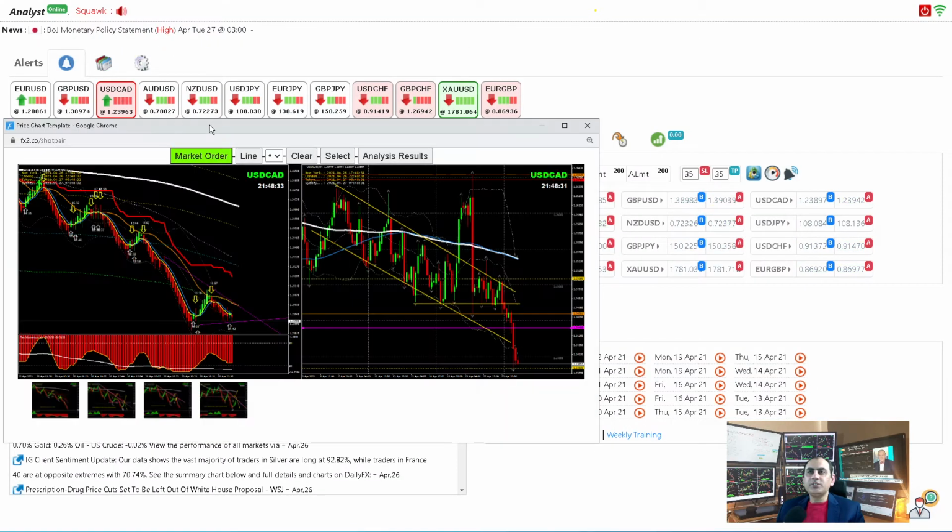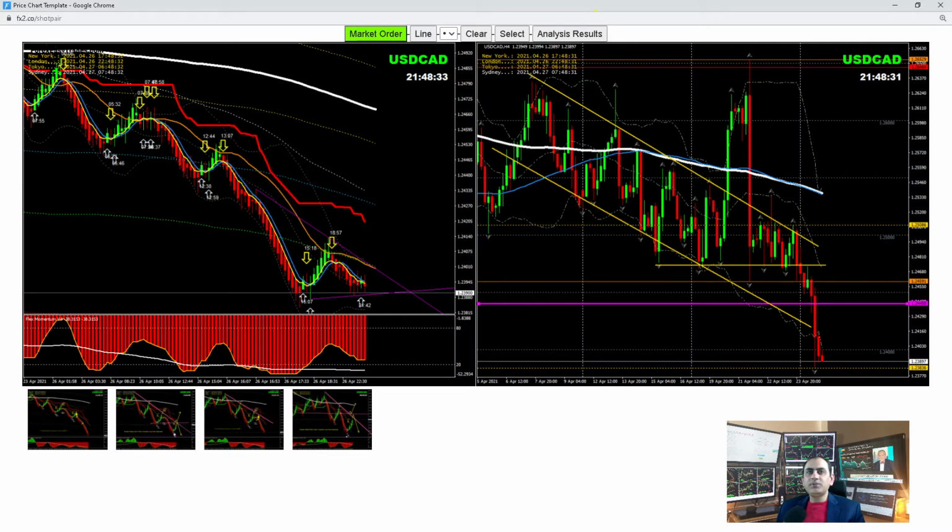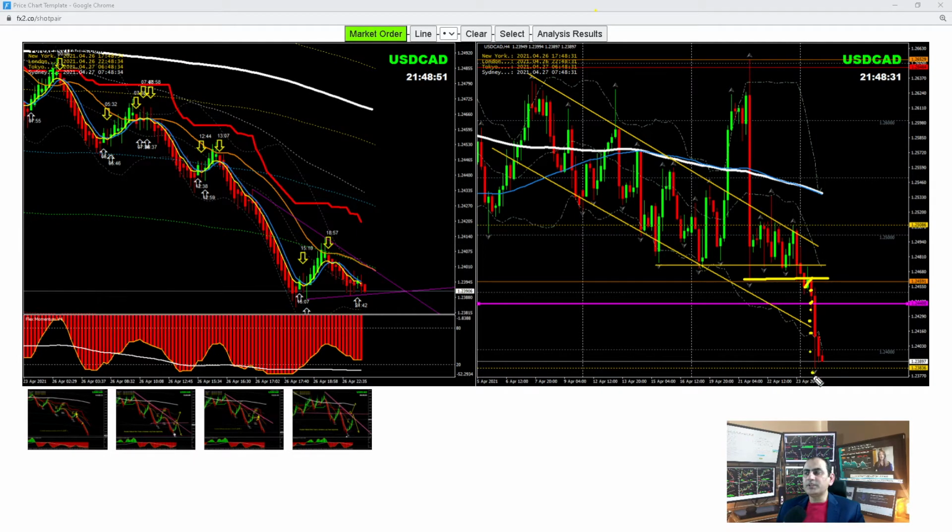If you look at the dollar CAD, we had such a beautiful trade, and I did analysis last night just after the market open, and explained to my traders if the market is going to break this level, then we should keep taking a pullback short trade. And that's exactly what happened here.